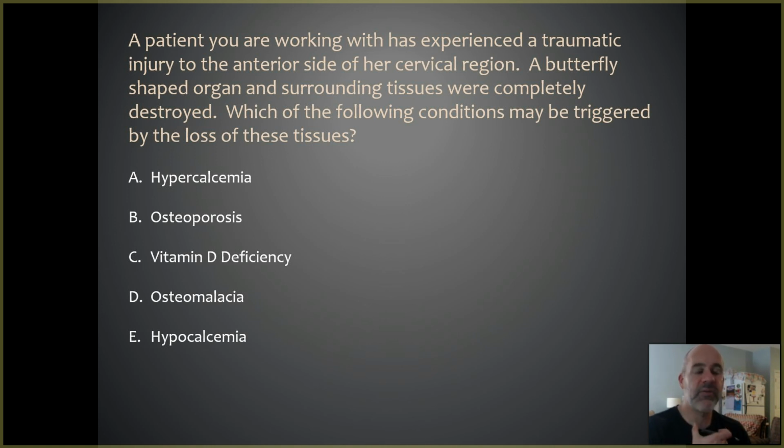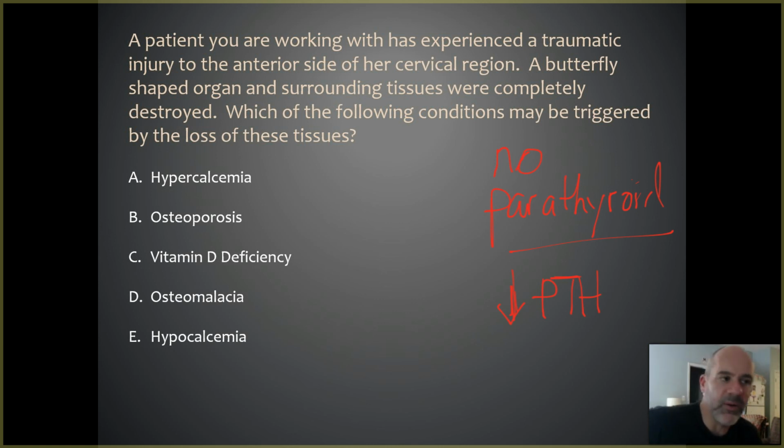So you got the butterfly-shaped organ, that's your thyroid. And remember, the parathyroid glands are attached to that. So if the thyroid gets destroyed, then very likely your parathyroid is going to get destroyed as well. So you have no parathyroid. That's going to be the key here. All right, and let's just think through this. If you have no parathyroid, you're going to have low levels of PTH. Remember that PTH is very critical for helping to bring the calcium levels in your body fluids back up when they go down.